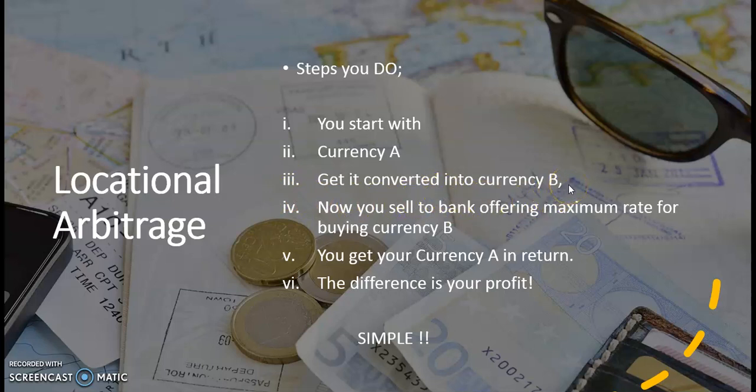But before doing that, you have to do a little research work. You have to see which bank is offering a low rate for the same currency and which bank is offering a high rate for the same currency. So the strategy that you will follow will surely be that you will sell to the bank offering the maximum rate and definitely buy currency from the bank which is offering you the lowest rate. So you buy low and sell high. That's the strategy of locational arbitrage.